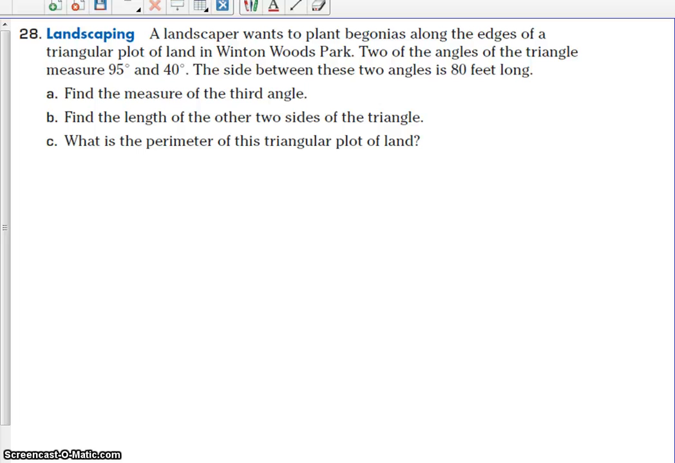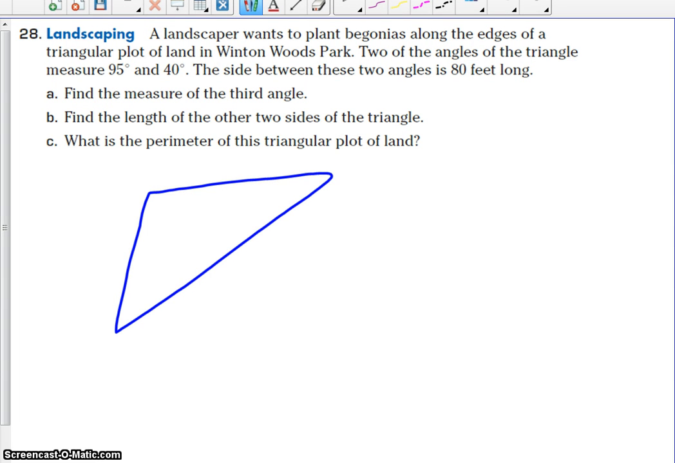A landscaper wants to plant begonias around the edge of a triangular plot of land. All right, we have a triangle. We want to have flowers along that. Two of the angles are 95 and 40. I'm going to make this 95, this one 40. Again, it really doesn't matter what we have. We have an A and a B. The side between these two angles is 80 feet. There's my C. There's what I'm missing. All right. Find the measure of the third angle.